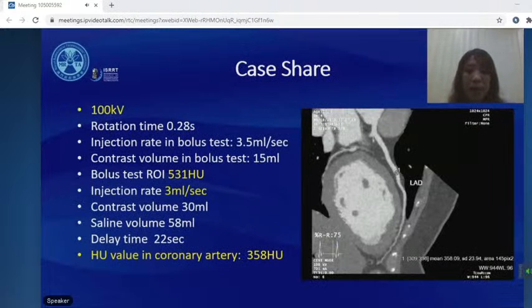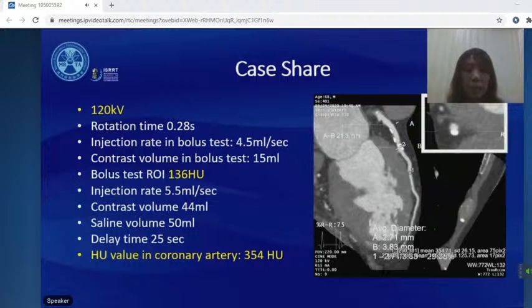I have prepared some cases to share with you. First, I will share 3 cases related to the injection rate. This is a case where the patient needs 100 kV. The injection rate in the bullet test is 3.5 ml per second. The acquired attenuation value of the ROI in the aorta is 531 HU. Thus, the concentration of the contrast agent is too high. We decreased the injection rate to 3 ml per second in the CCTA scan. Contrast volume is 30 ml, and in the end, we got a value of 358 HU in the coronary artery.